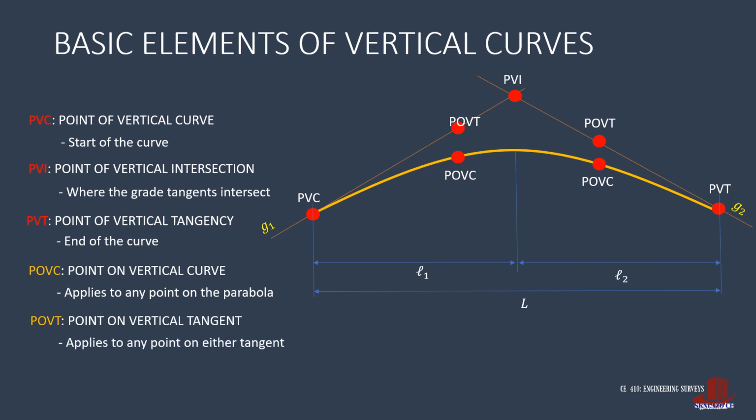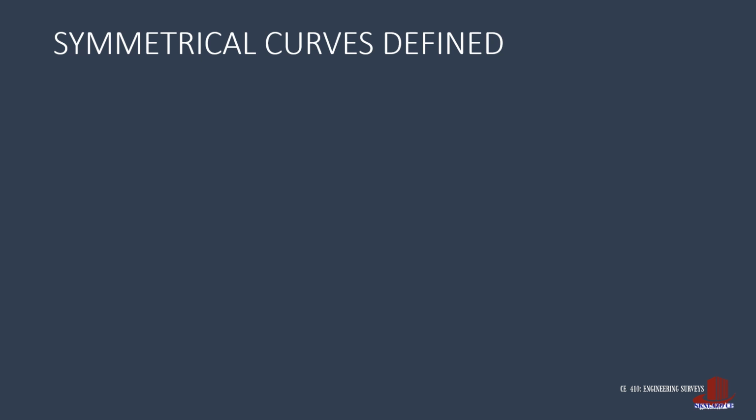For vertical distances, the gap of POVC and POVT is also designated as Y, and the distance of PVI to the curve is labeled as H. According to their design, there are again two types of curves. The first one is the symmetrical curve.